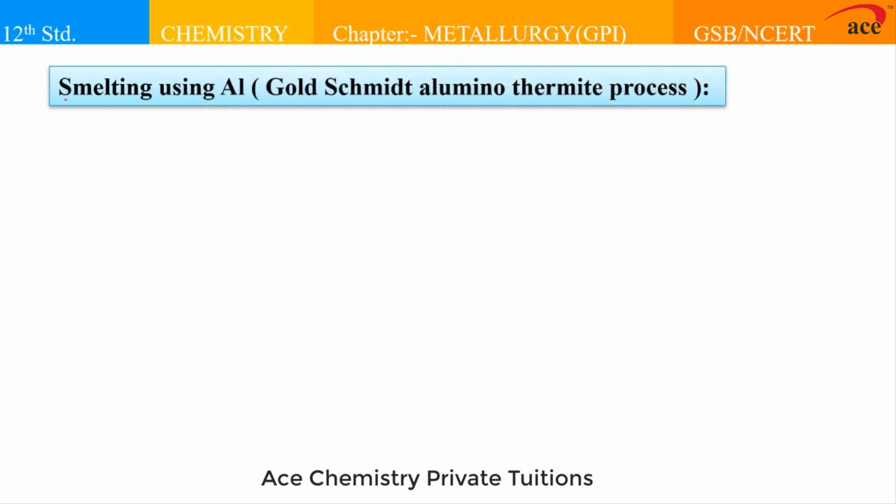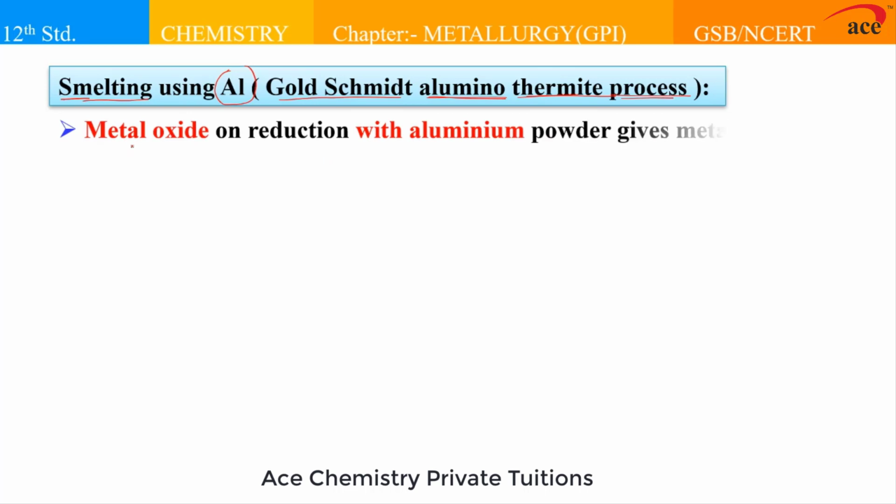We discuss the very important use of aluminium metal in a process called smelting. Now we all know, students, smelting is a process of reduction where we reduce metal oxide by using some suitable reducing agent. So for smelting of certain metals, we use what? Aluminium metal, as aluminium is a very reactive metal. There is a process referred to as the Goldschmidt aluminothermite process. In the aluminothermite process, the aluminium metal is used as what? Reducing agent.